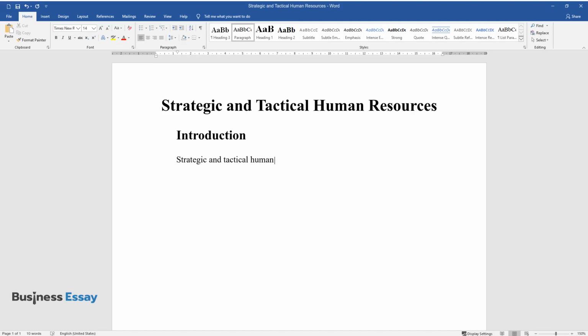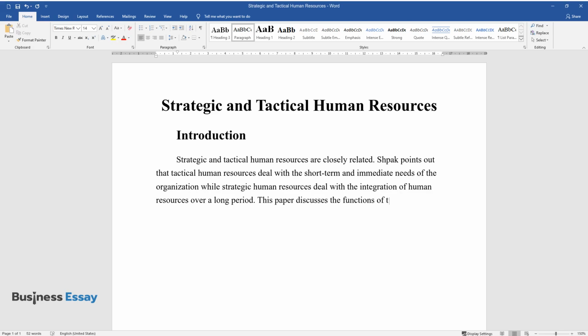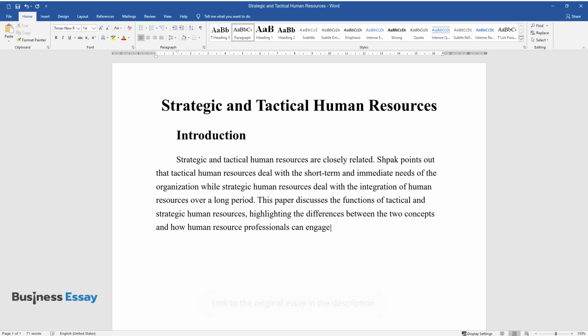Strategic and tactical human resources are closely related. Spack points out that tactical human resources deal with the short-term and immediate needs of the organization, while strategic human resources deal with the integration of human resources over a long period. This paper discusses the functions of tactical and strategic human resources, highlighting the differences between the two concepts and how human resource professionals can engage in strategic human resources.